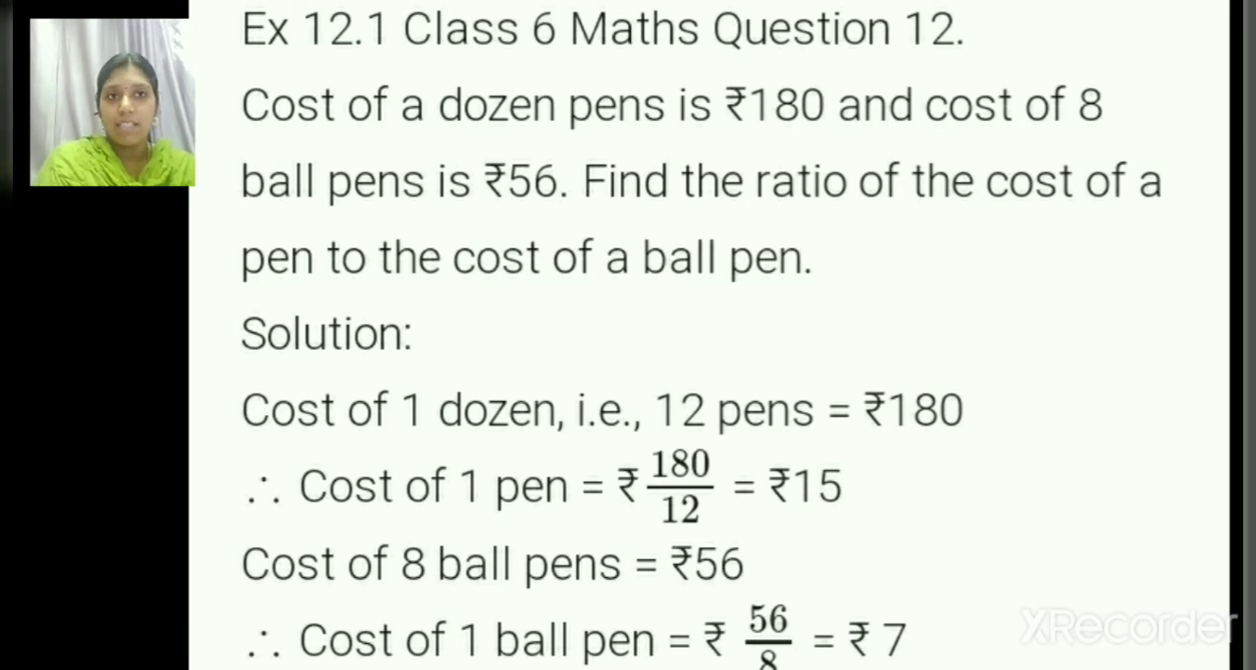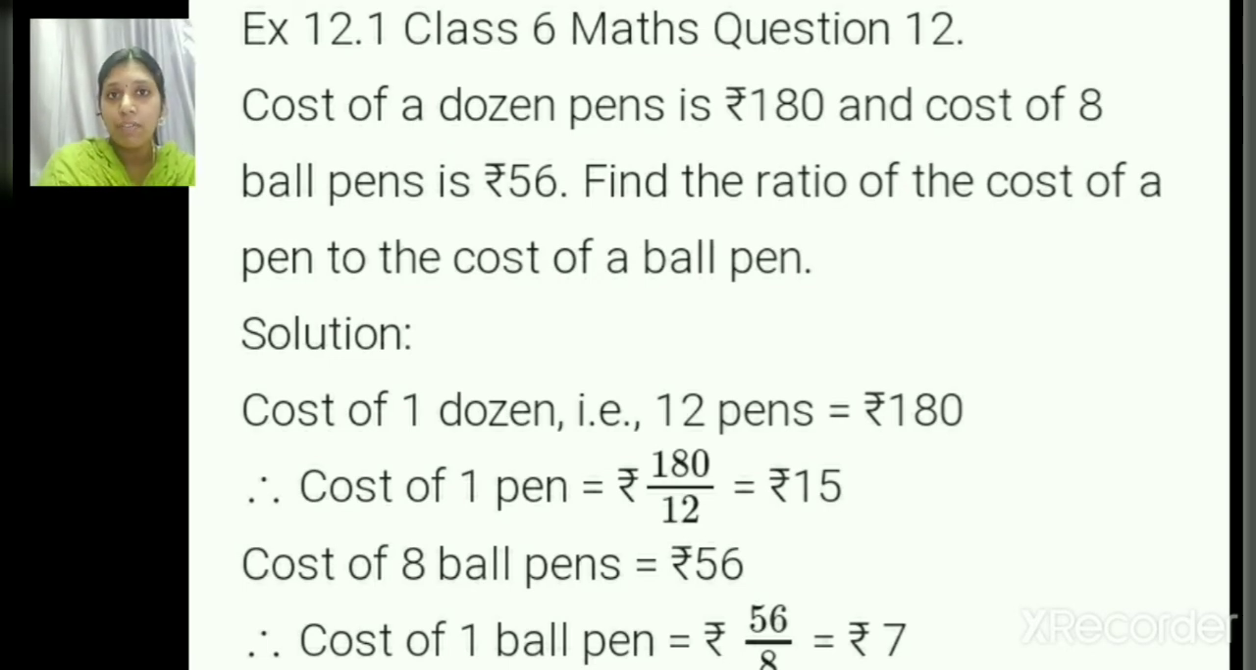The cost of a dozen pens is rupees 180 and the cost of 8 ball pens is rupees 56. Find the ratio of the cost of a pen to the cost of a ball pen. Okay, here pens and ball pens. Okay, and the cost is given. Cost of a dozen pens.